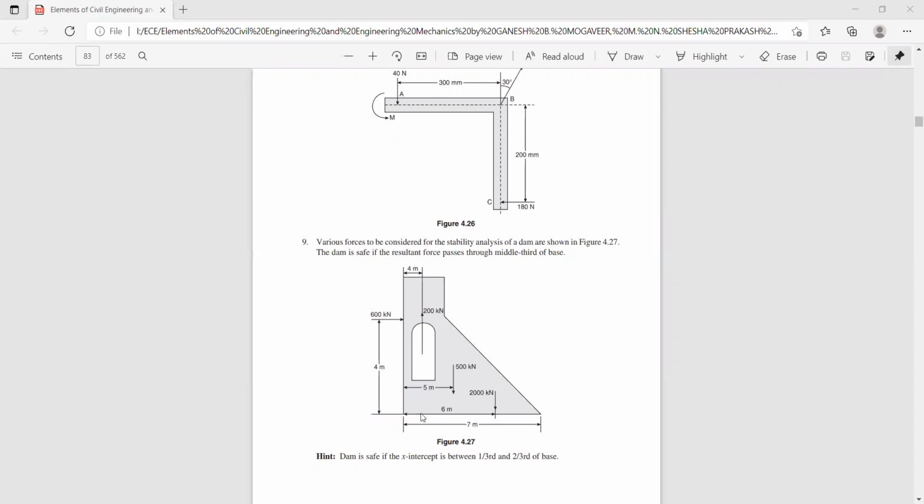Now let us find the x-intercept. So the x-intercept is nothing but sigma MA, how much is it? 16,000, correct? 16,000 something divided by sigma F of y. How much is it? We want the x-intercept of the resultant. Sigma MA.